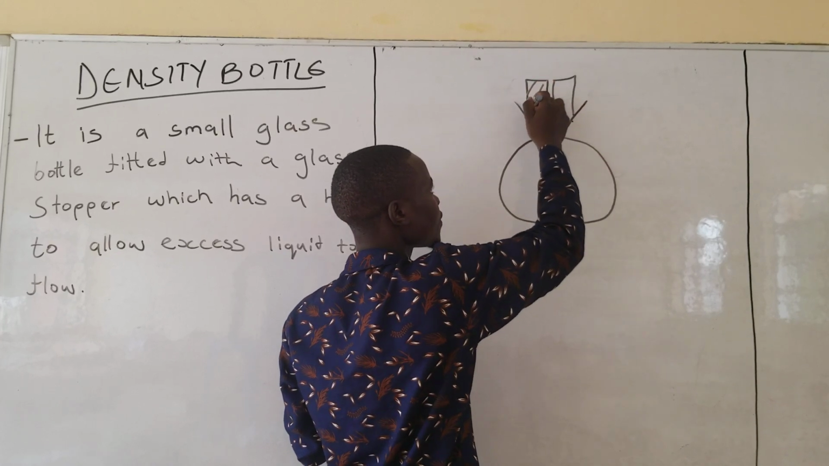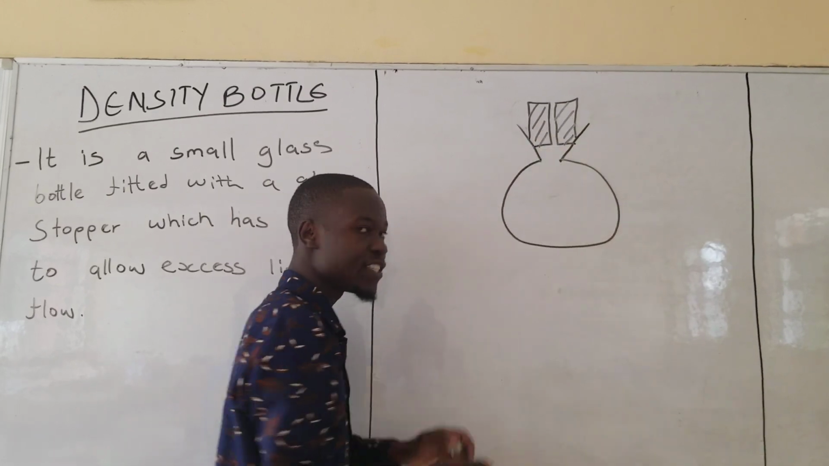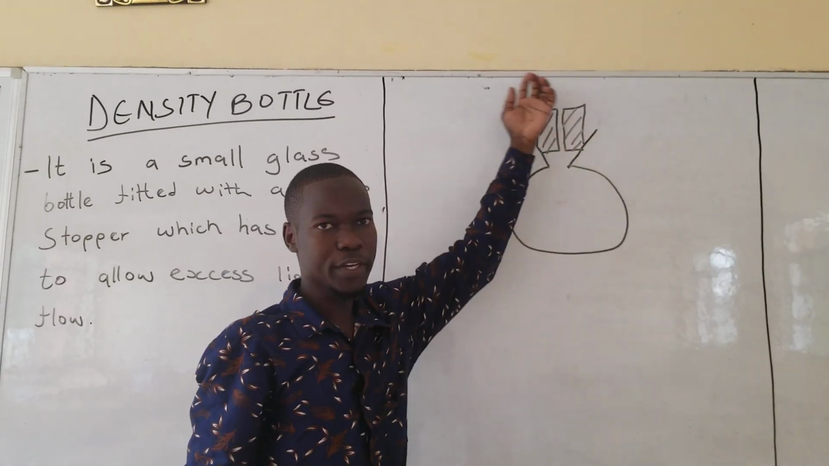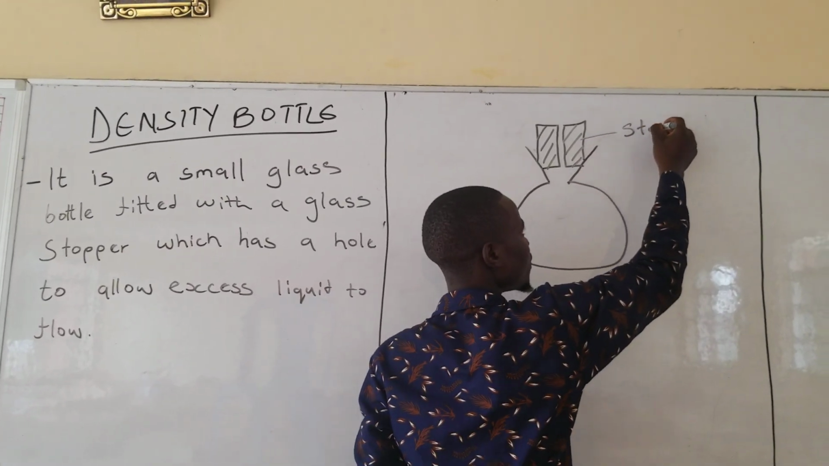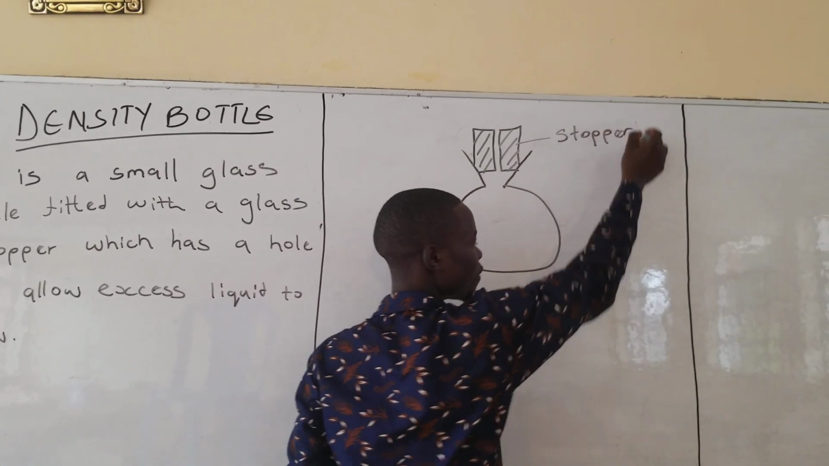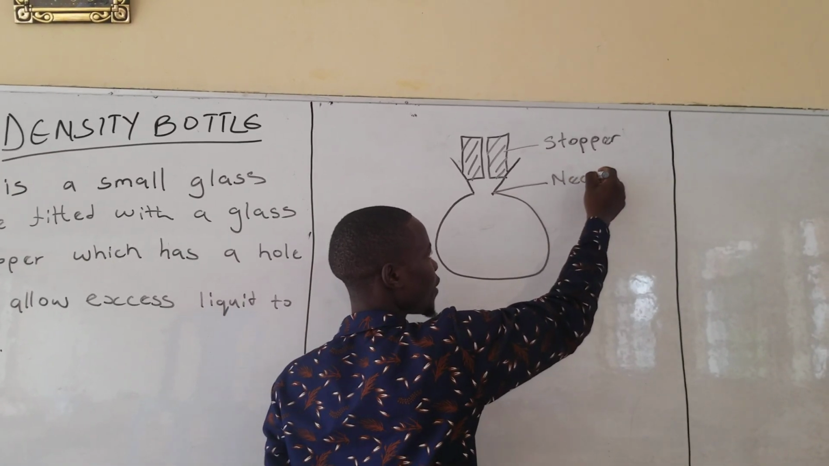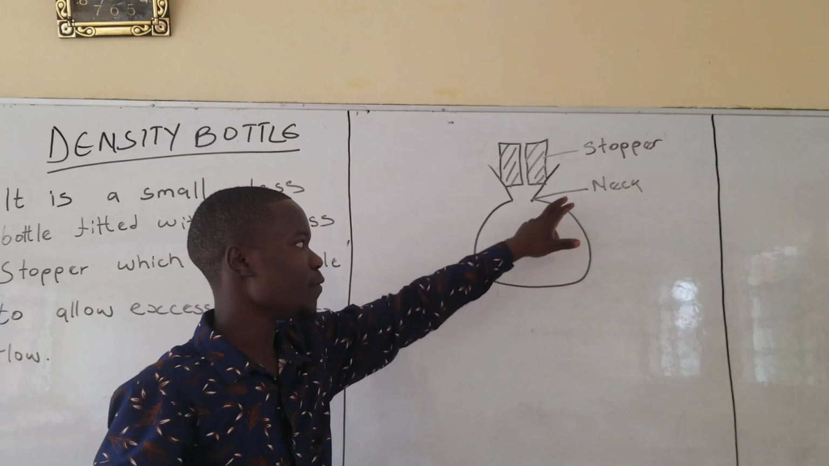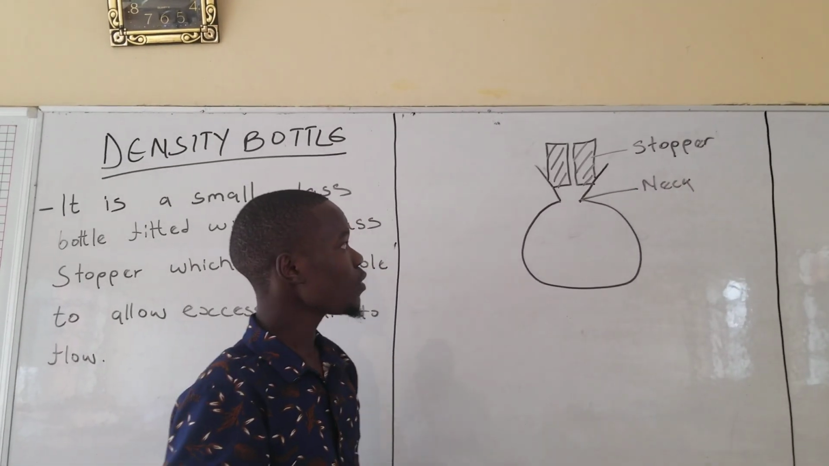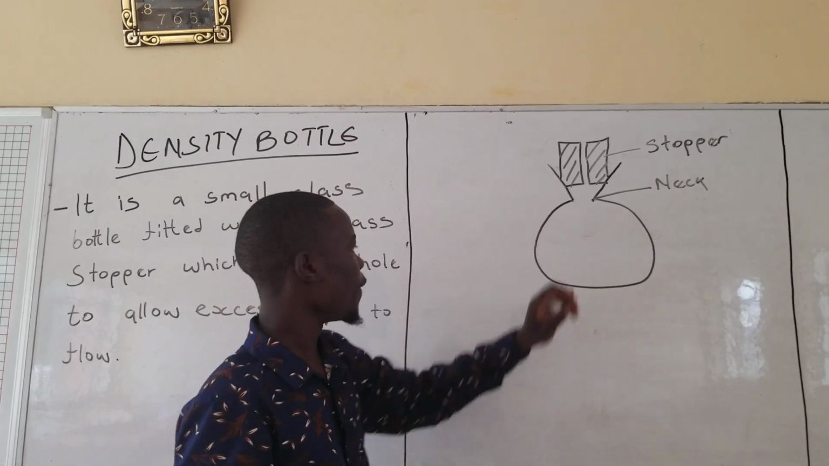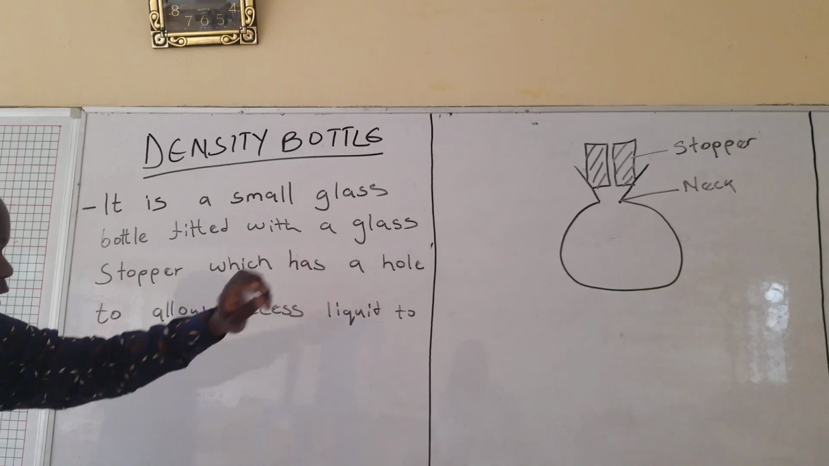It is made of glass. And this hole is to allow excess liquid to flow out. So this one here is a stopper. The stopper is made of glass. The density bottle has a part here called the neck. We are going to look at the function of this neck while looking at the precautions. So it is a small glass bottle, the way it's shown.